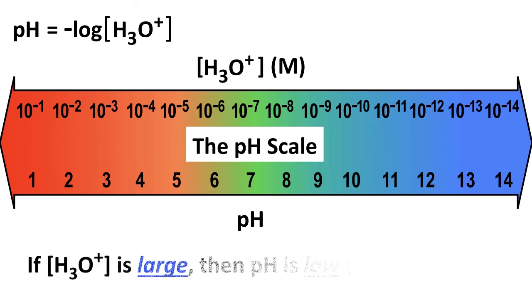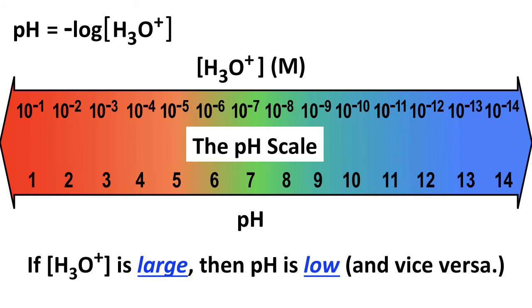Note that the larger the H3O+ concentration, the lower the pH. So as H3O+ concentration gets bigger, pH is lower. And of course, vice versa, as H3O+ concentration is smaller, pH is higher.